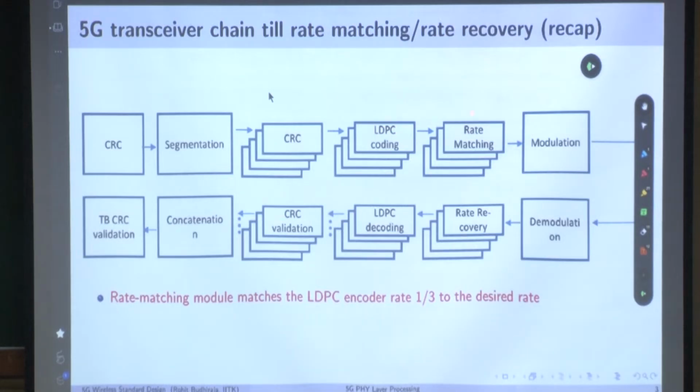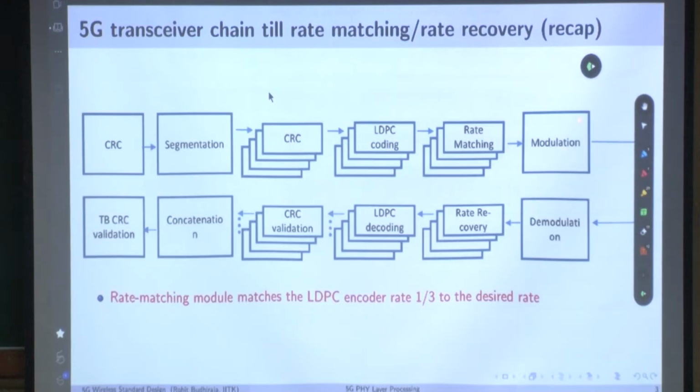Then there is a block which does the rate matching, which matches rate 1/3 to the one which is asked by the user, followed by modulation. We'll see that some other modules also come in between, but this is what we have seen till now. And then there is the reverse process of that, and we'll go through all of this in great detail, but this is there to make us understand how the receiver actually works.